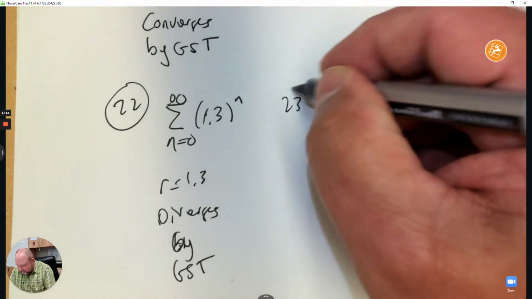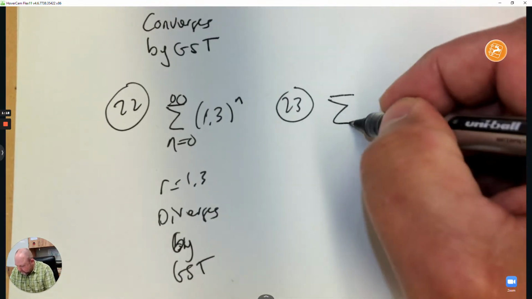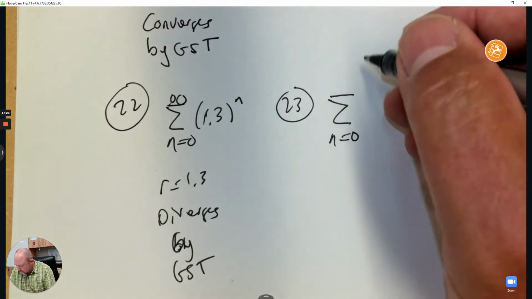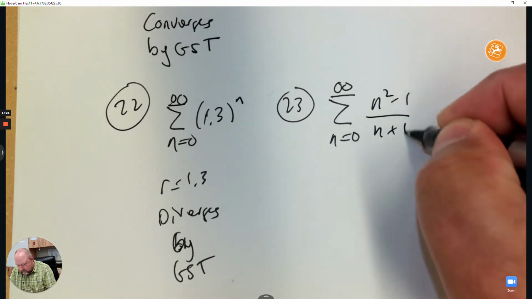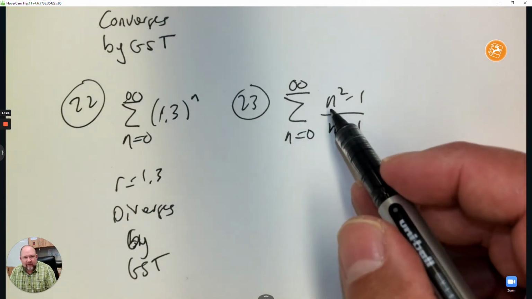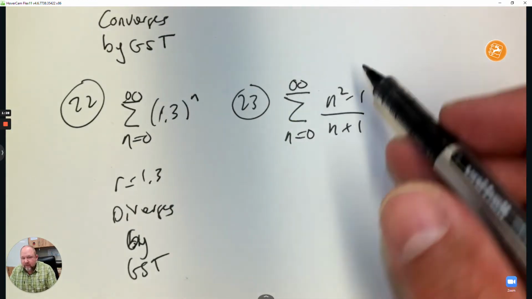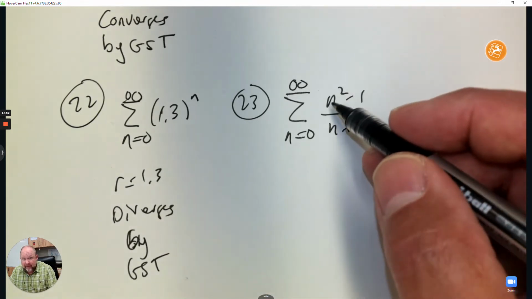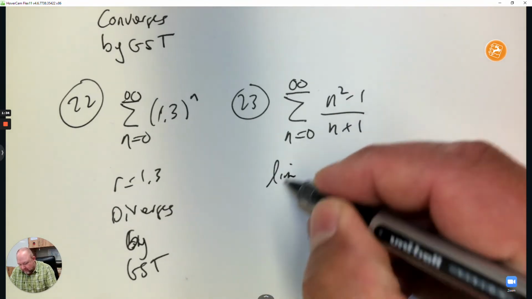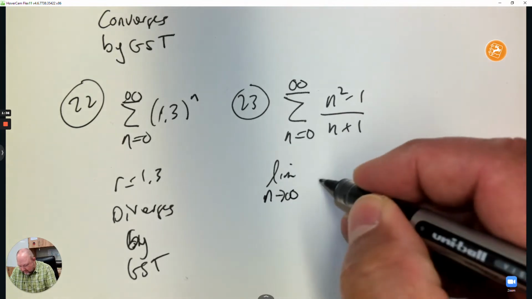23. Again, we have a series. This is not geometric, so we're not using the geometric series test. We're not looking for a common ratio. Instead, the power terms. So we have to write this first as a limit. Please do that. I know it's easy not to.